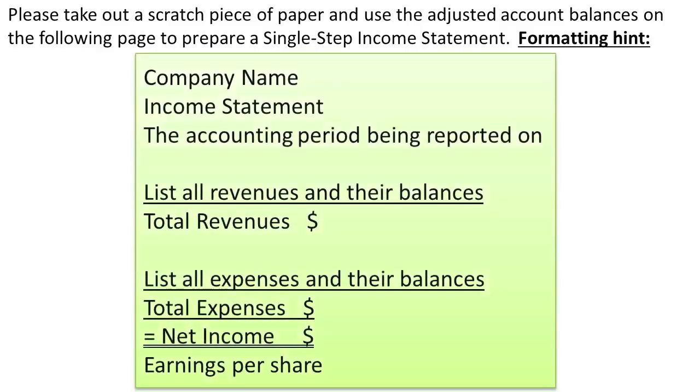Put the name of the company at the top, specify that it's the income statement, specify the accounting period being reported on. Normally it's a year, but since this company started March 1st of X1, it will just be from March 1st X1 to December 31st X1.